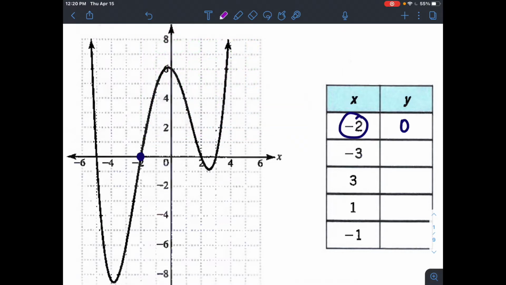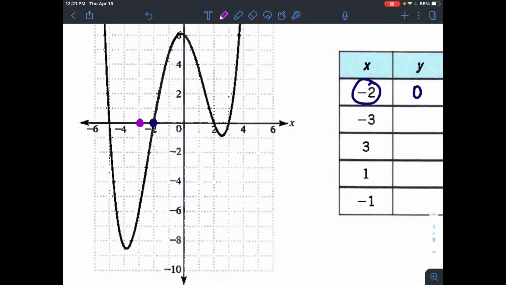If I plugged in a -3, so x equals -3 on my x-axis, I go all the way down to where I meet the line. It's a little hard to tell, but I meet right here. I go over and I'm at -6. So y equals -6. Then we have x equals 3. What does y equal? Again, y equals 0. I'm right on my x-axis, so there's nothing really to find there.